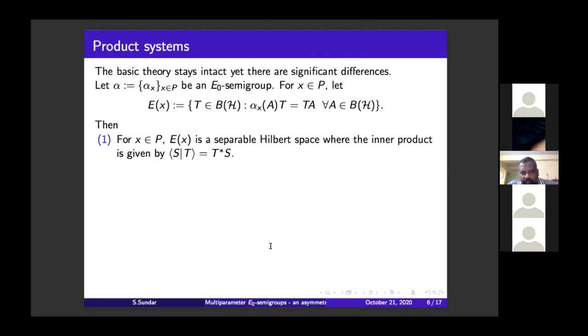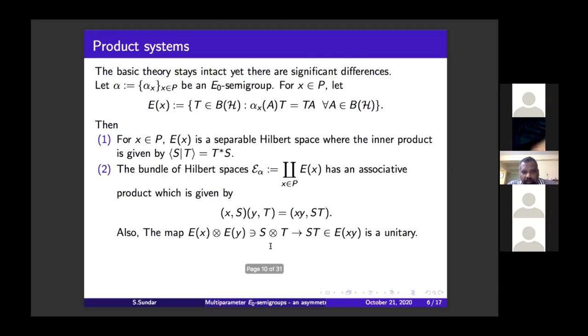That's the first thing. So for every x, you have a separable Hilbert space. And look at this bundle of Hilbert spaces. I look at the disjoint union of the Ex, and this has an associative product structure. So if S is in Ex and T is in Ey, ST will be in Exy. So there is a multiplication: (x, S), (y, T) goes to (xy, ST). It's a fact that if S is in Ex and T is in Ey, ST is in Exy.